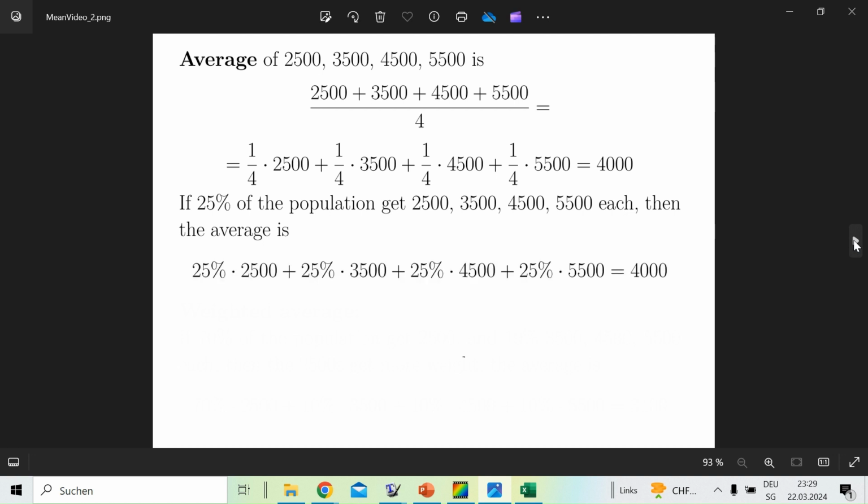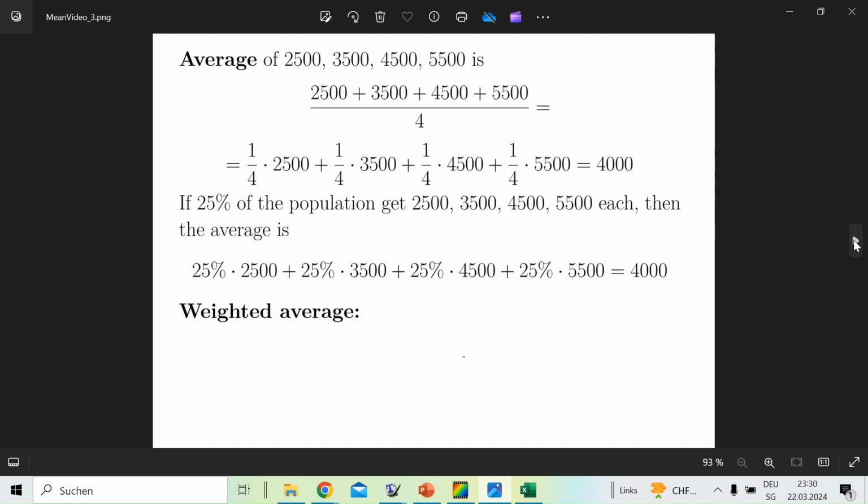So what we do is we do the same calculation as before, but I want to replace the 1/4 by 25% to emphasize this 25% comes from the percentage of the group size. So the group size is the group ratio, in a sense. The relative group size is multiplied by the income. So we get this product, and of course it's the same as before, it's 4,000.